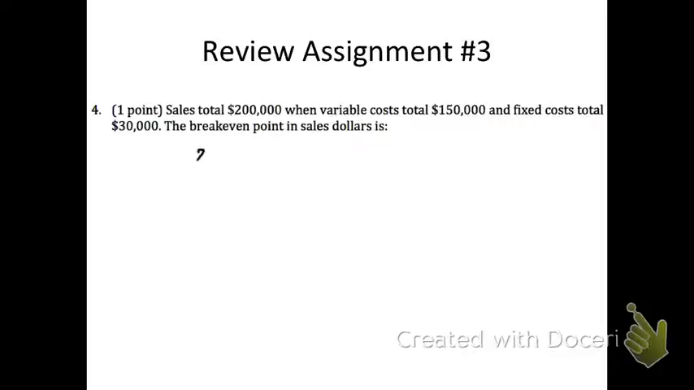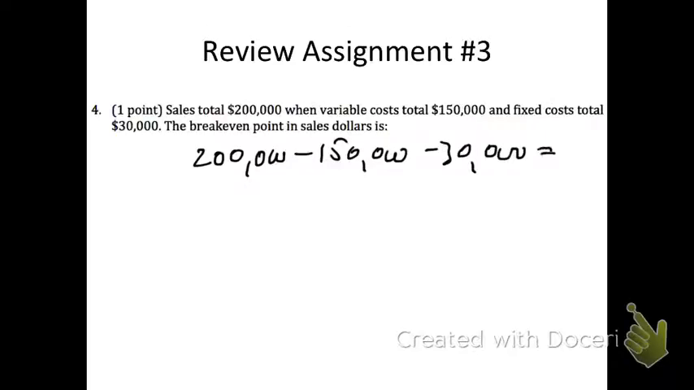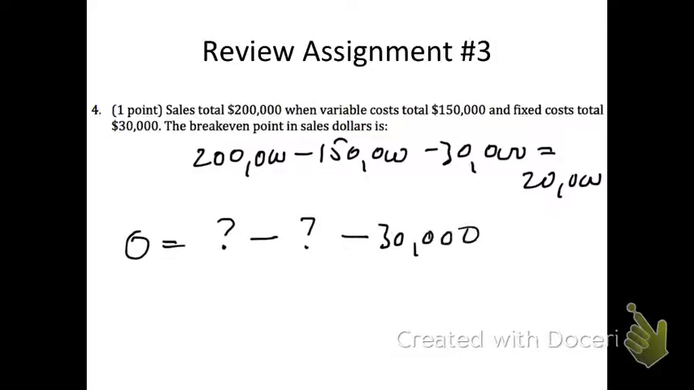So if I do 200,000 minus the 150,000 minus 30,000, I know that does not equal 0, and so this is not break even. And if I do this, then I actually get an operating income of 20,000. So what I have to do is figure out what level of sales, what level of variable cost minus 30,000 is going to give me an operating income of 0.